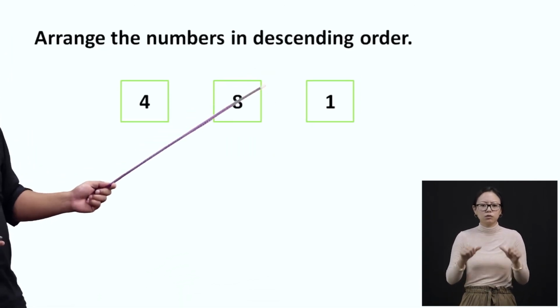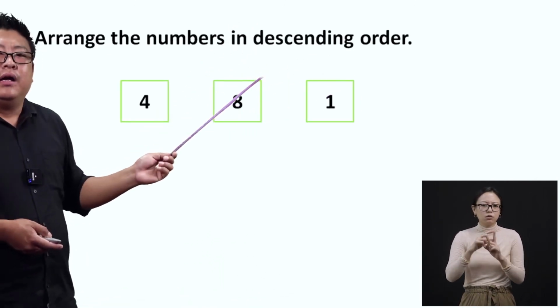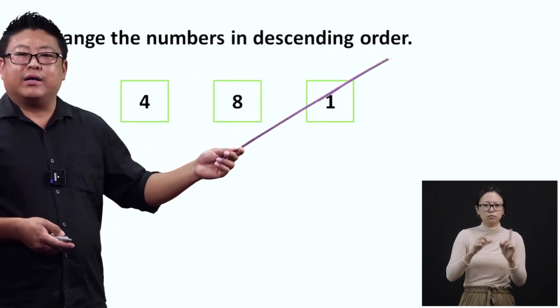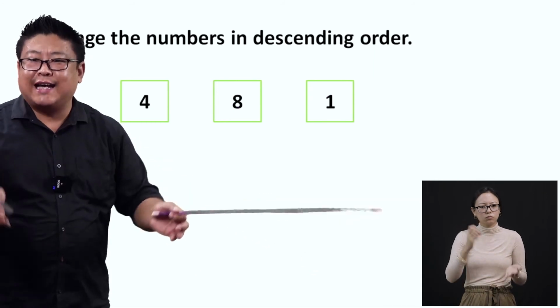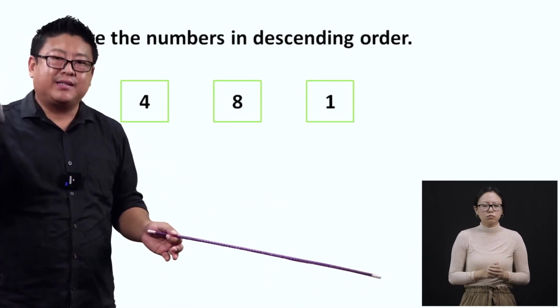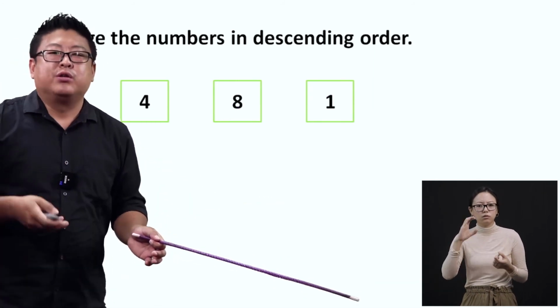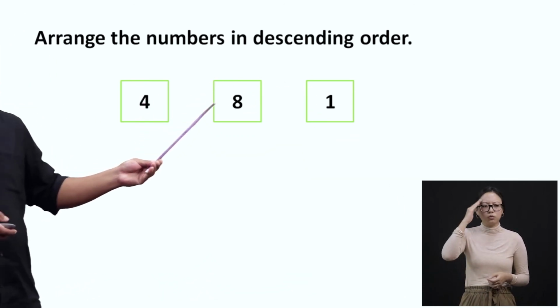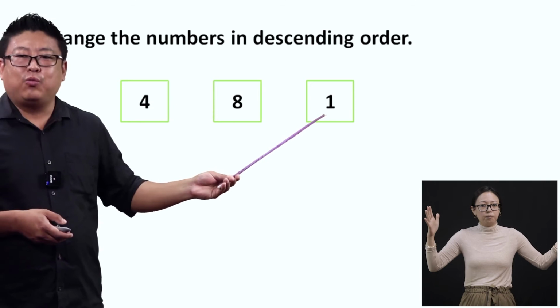Let's learn about descending now. Arrange the numbers in descending order. We already learned descending means from biggest to smallest, okay? So let's look at the numbers given here. We have 4, 8, and 1.